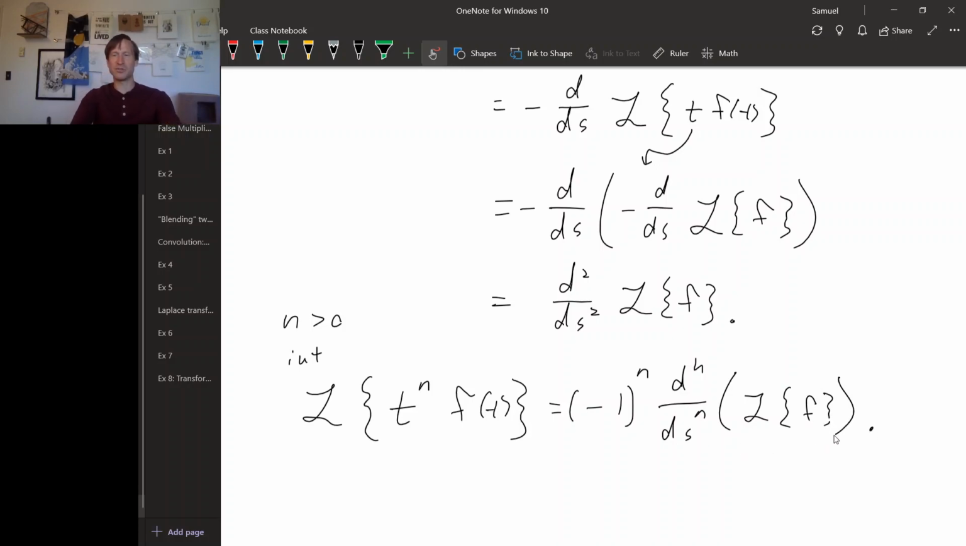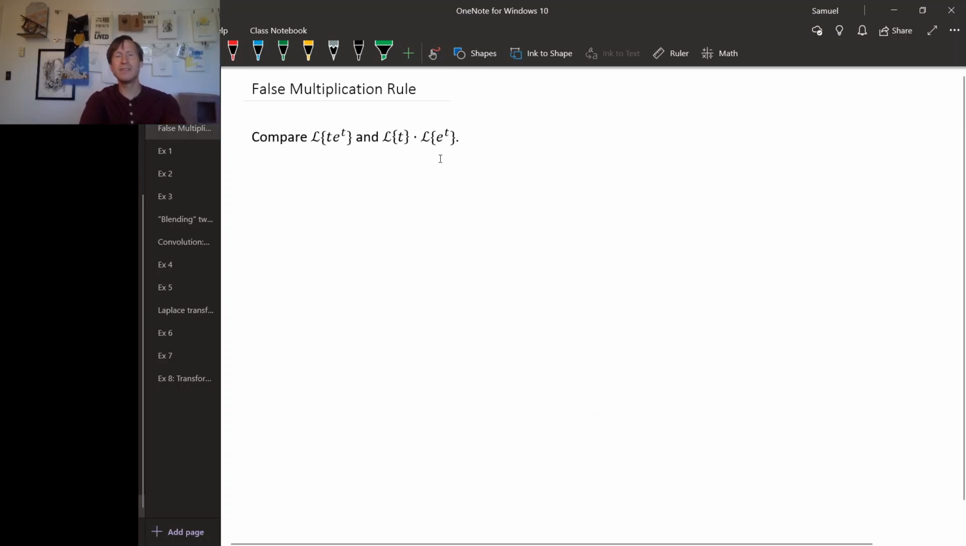All right, so that's not so bad. Let's use this in an example. And the example I want to look at is comparing these two Laplace transforms: the Laplace transform of t times e to the t, and the Laplace transform of t times the Laplace transform of e to the t.